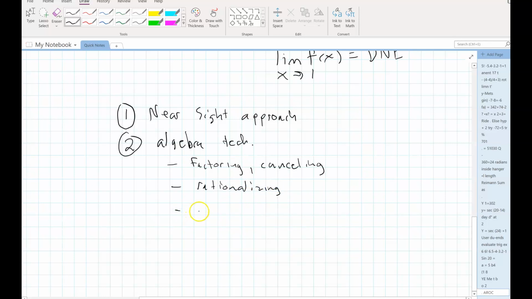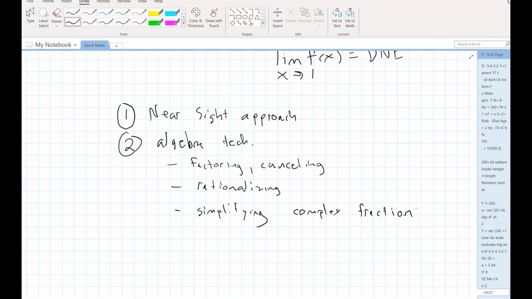And there is simplifying complex fractions. So these are just some algebra techniques that you in theory already know. You learned them in pre-cal or algebra 2 or algebra 1 or someplace.